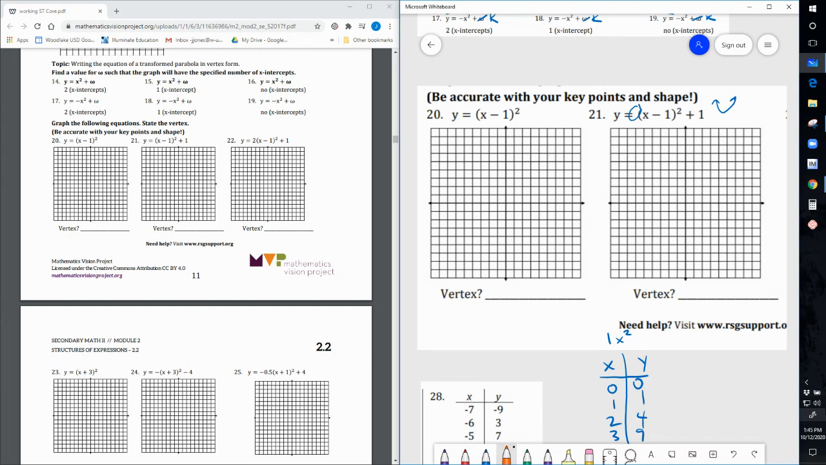I know normally my graph starts at 0, 0, so that's my normal starting location. But this says I go right 1, and this shows I go up 1. So right 1 and up 1, and this is where my new vertex is going to be. So I know my vertex is there, and my stretch is the same as the parent function. From there, just go over 1, up 1, over 1, up 1, over 2, up 4 on both sides.